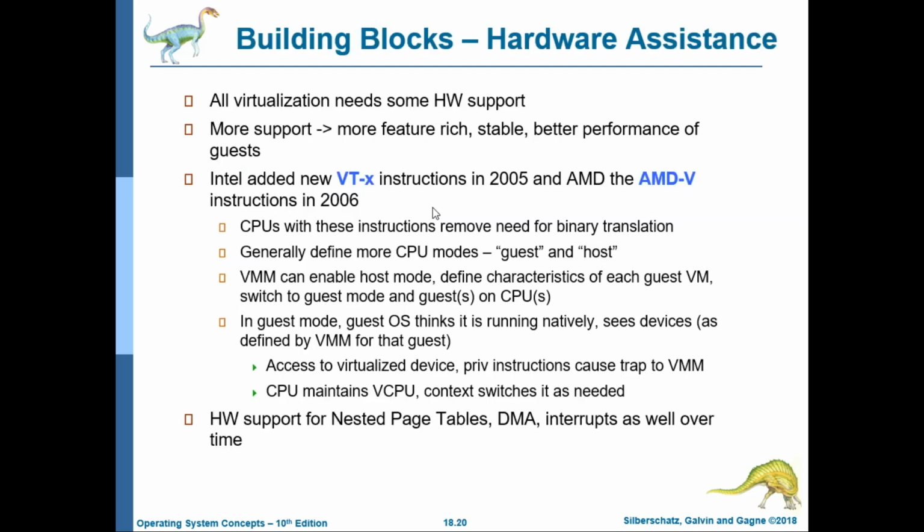Another building block is hardware assistance. All virtualization needs some hardware support. The more support, the more feature-rich, stable, and better performing the guest operating systems are. For Intel, they added VT-x, the virtualization technology for Intel. These are the VT-x instructions in 2005, and for AMD, the AMD-V virtualization instructions in 2006.